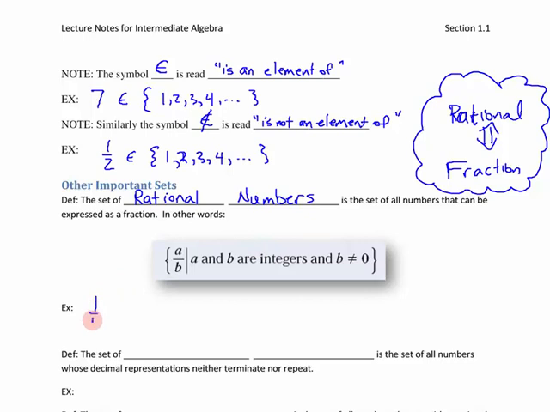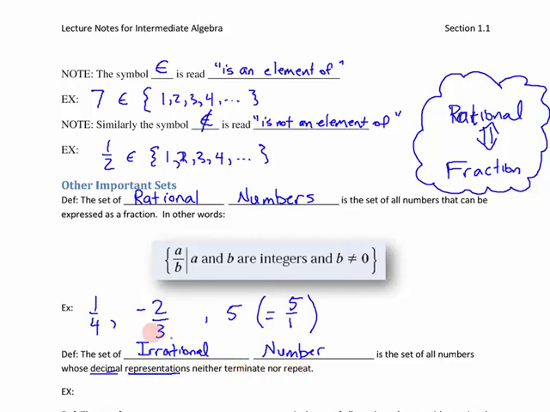So numbers like 1/4, negative 2/3, the number 5, right? Even though it doesn't look like a fraction, realize it can be written as 5/1. Right? So that is an integer over an integer, which makes all whole numbers, in fact all integers, also rational numbers. There's also a set of numbers that are called irrational. What that would mean is something that's a number that has a decimal representation, but that decimal representation doesn't terminate or repeat.